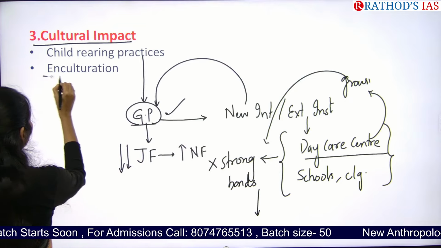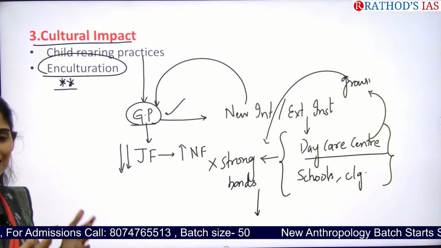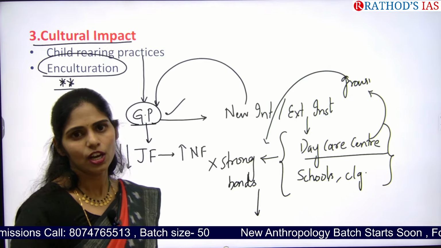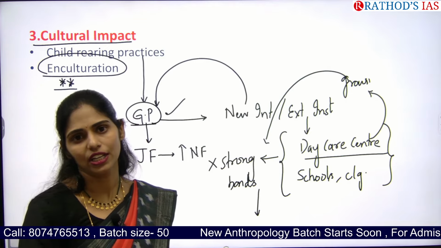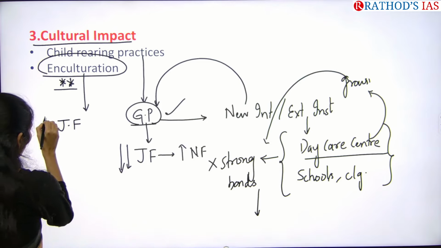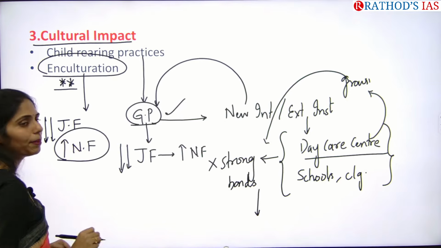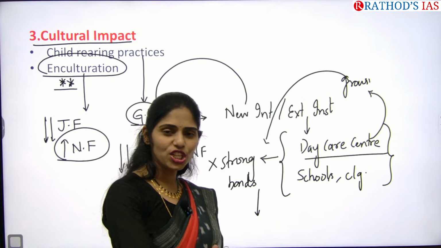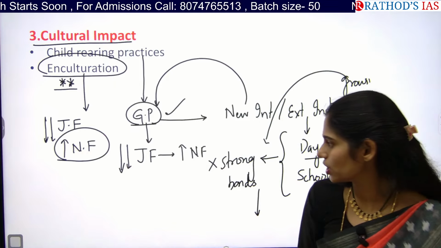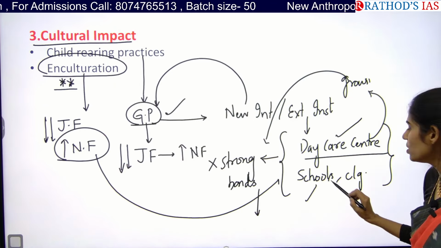And the next one here is enculturation. What is the meaning of this word enculturation? We are passing our culture to the next generation. Because of industrialization, the relevance of joint family is decreasing and nuclear family is increasing. There is no proper way of passing culture from one generation to another. So this role is also taken up by daycare centers, schools and colleges. Clear? So this is about the simple topic of the impact of industrialization on the family.